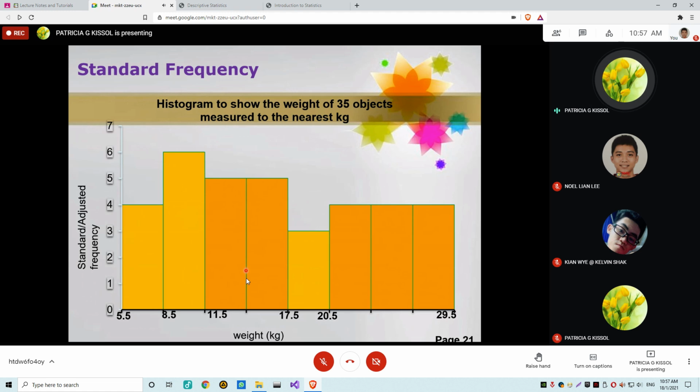By right, you don't need to draw this green line in the middle between this orange color. It's showing you a shorter rectangle, but by right it's supposed to be 12. But because it's wider, 20.5 to 29.5, that's why it's only up to 4 when we draw it on the histogram. Okay, good.